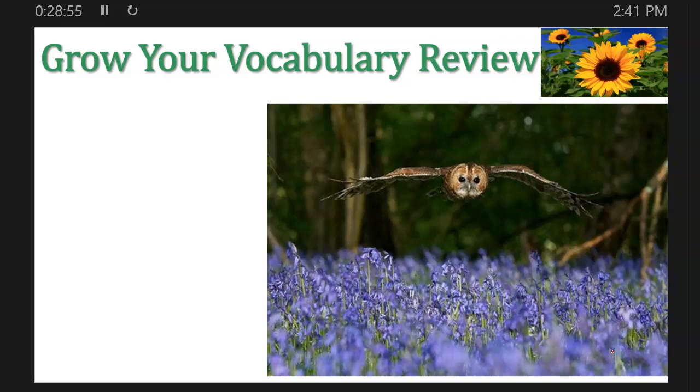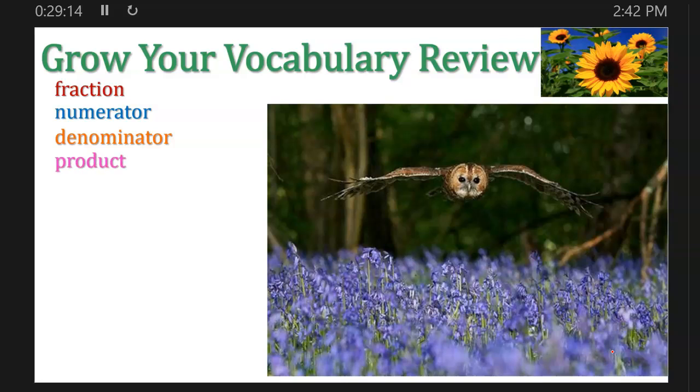All right. So let's review our vocabulary one more time. We have this awesome little owl here flying over the blossoms. Fraction is a representation of parts to the whole with a numerator, which is the number on top of our fraction bar, and then the denominator is the number on the bottom. The product is when we multiply numbers together, and the least common denominator is what we use when we add or subtract fractions. A quotient is the answer we get when we divide fractions.